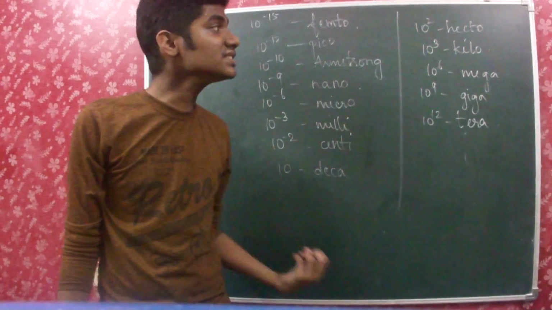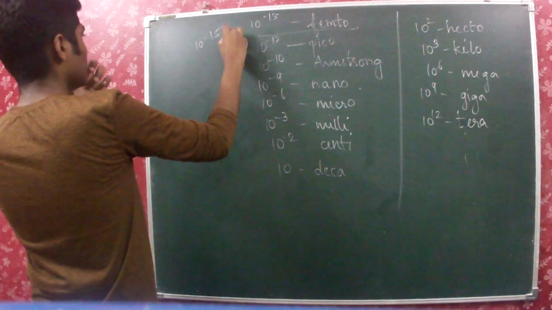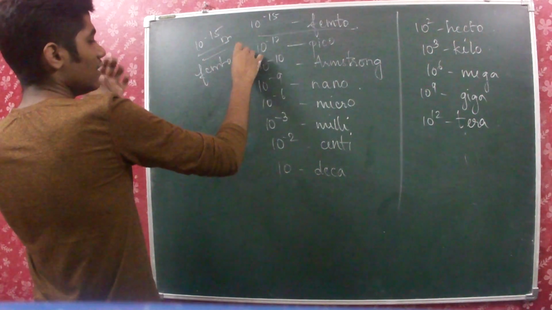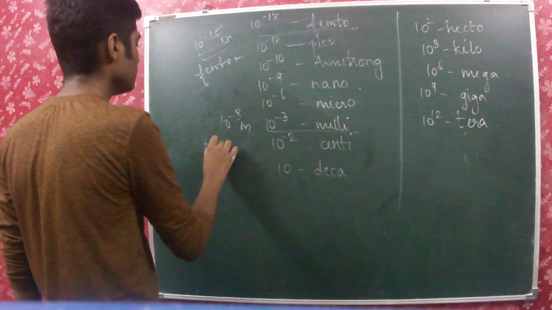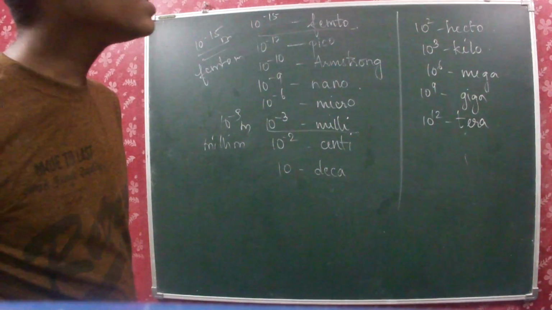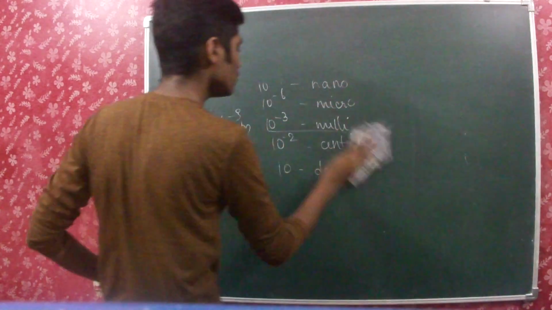So these are the prefixes which are used. For example, if they give you 10 power minus 15 meter, then you can instead write it as femtometer. And if they give you 10 power minus 3 meter, instead you can write it as millimeter. Okay, so these are the names for the prefixes which we have to know. So these are the prefixes and the SI units which are indispensable for quantitative measurement.